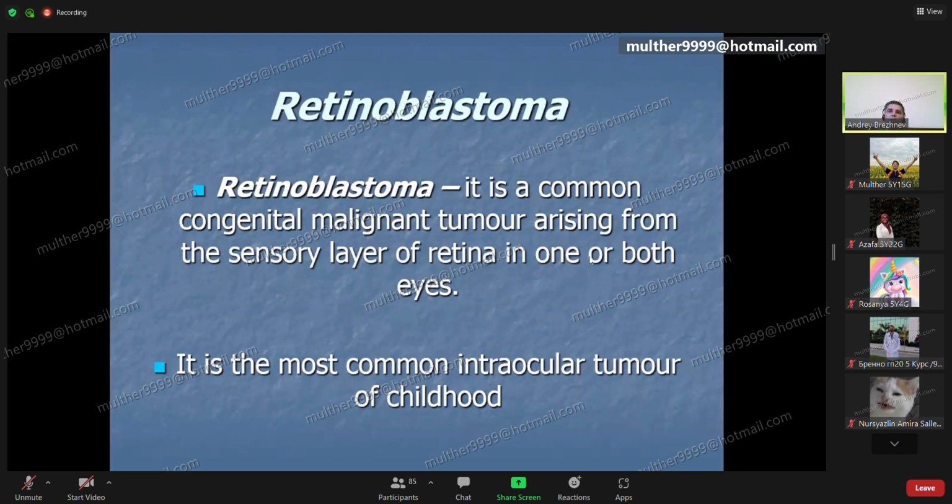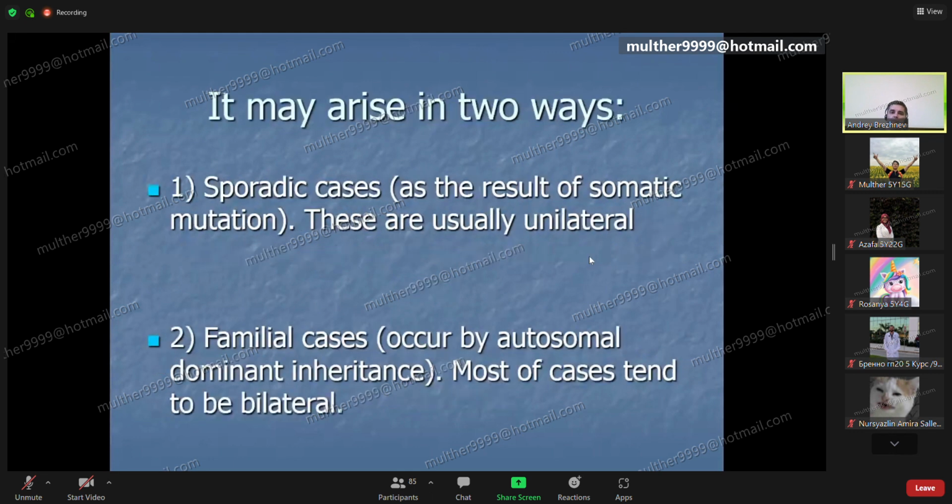It may arise in two ways. Sporadic cases occur as the result of somatic mutation. These are usually unilateral. And familial cases occur by autosomal dominant inheritance. Most cases tend to be bilateral in case of familial retinoblastoma.